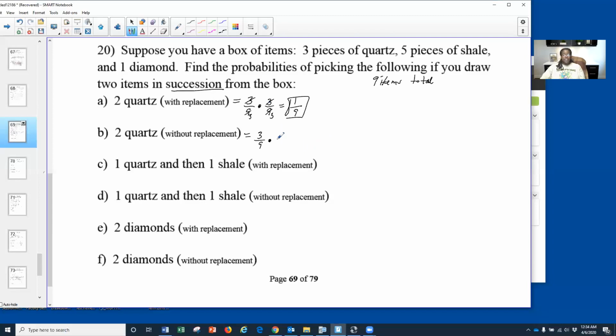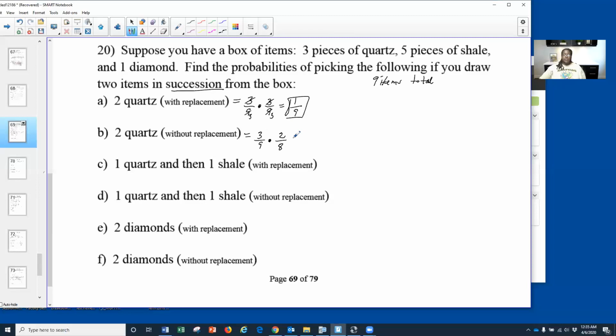But the probability is now going to be, that's right, 2 out of 8, right? Because we took that 1, we put it off to the side. So now we don't have 9 items in the box. We only have 8 total in the box. And then if this first one was a quartz, then that only left 2 in the box to choose from.